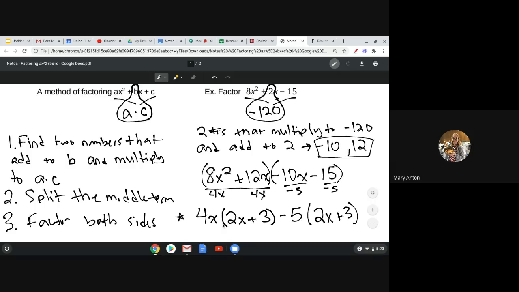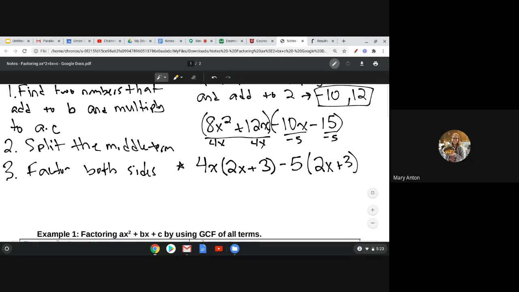Hey class, do you notice that this 2x plus 3 is a term in the first half and in the second half? And that's how you will know that you are on the right track and that your process is correct. All right, now we have one last step. We are going to completely factor this. So when these parentheses are the same, you know you're on the right track, and we're going to look at both sets of these parentheses.